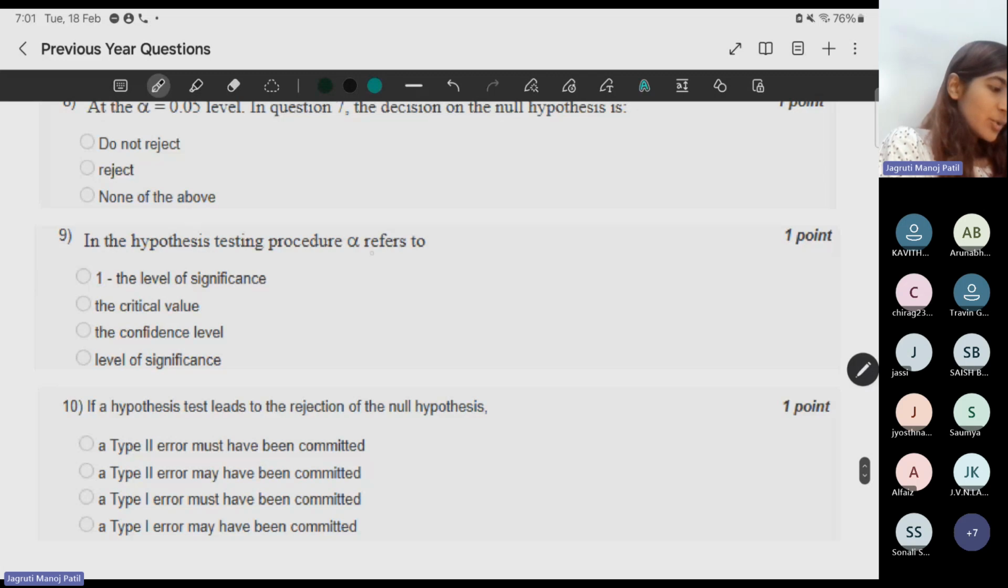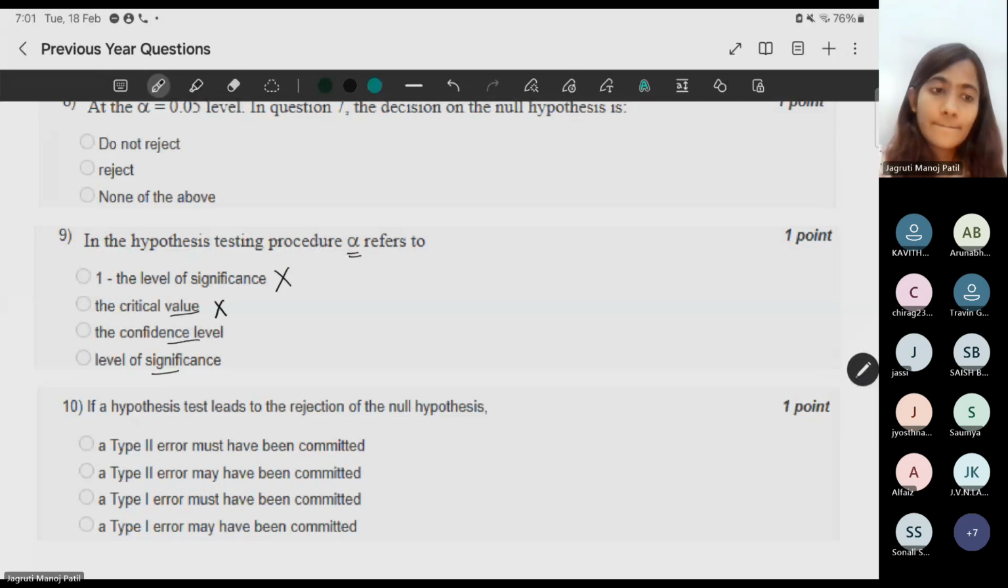So in the hypothesis testing procedure, what does alpha refer to? Someone? Is it the confidence level or is it the level of significance? Critical value, it cannot be. 1 minus level of significance, also it cannot be. So which one is it? Confidence level or level of significance? Ma'am, level of significance. Yeah. So it's the level of significance.